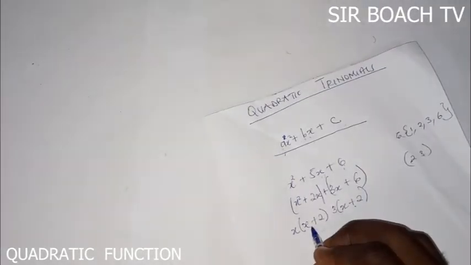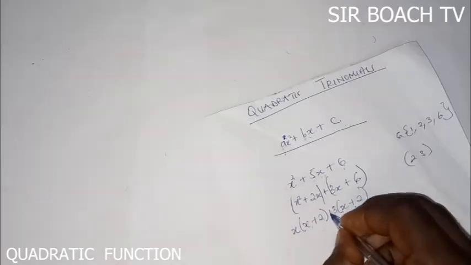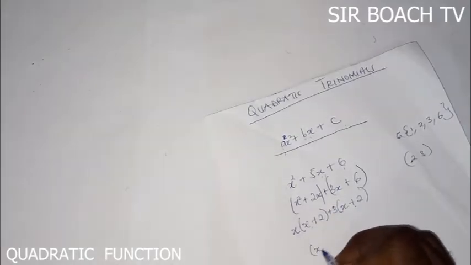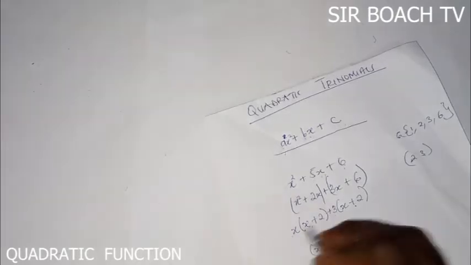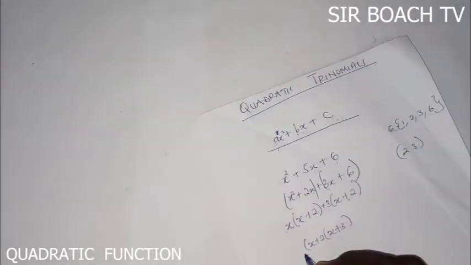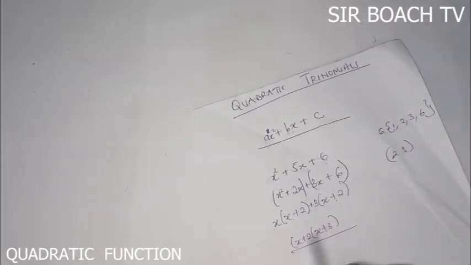This bracket and this bracket are the same. So we group that one, x plus 2, and put x plus 3. This and that is also in another bracket. That is all. That's our final answer, because if we multiply this back, we are going to get this again.